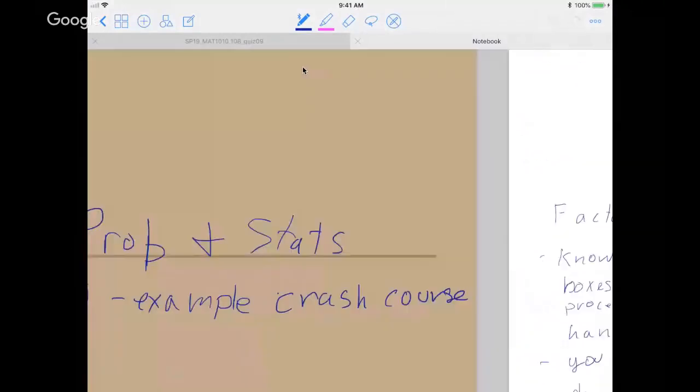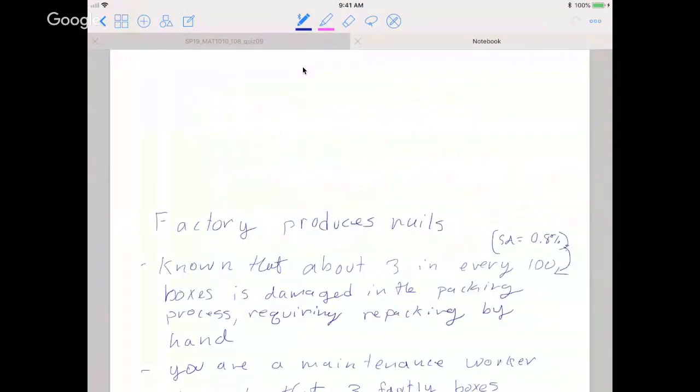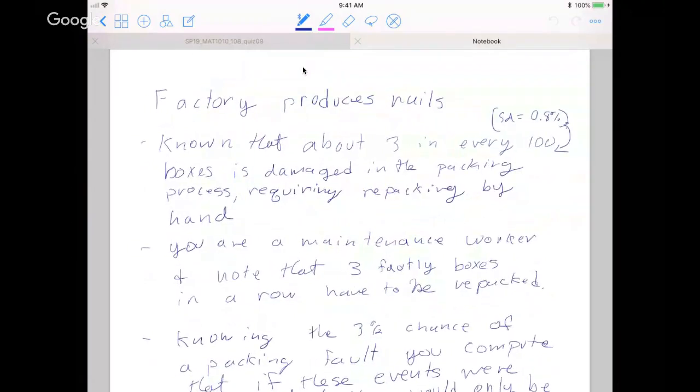Let's just begin at the beginning. Okay, so one example crash course in probability and statistics. We've got a nail factory. We know that about 3 in every 100 boxes is damaged in the packaging process. So it requires packaging by hand. That's a big cost associated, so you're nervous if that percentage gets any higher.